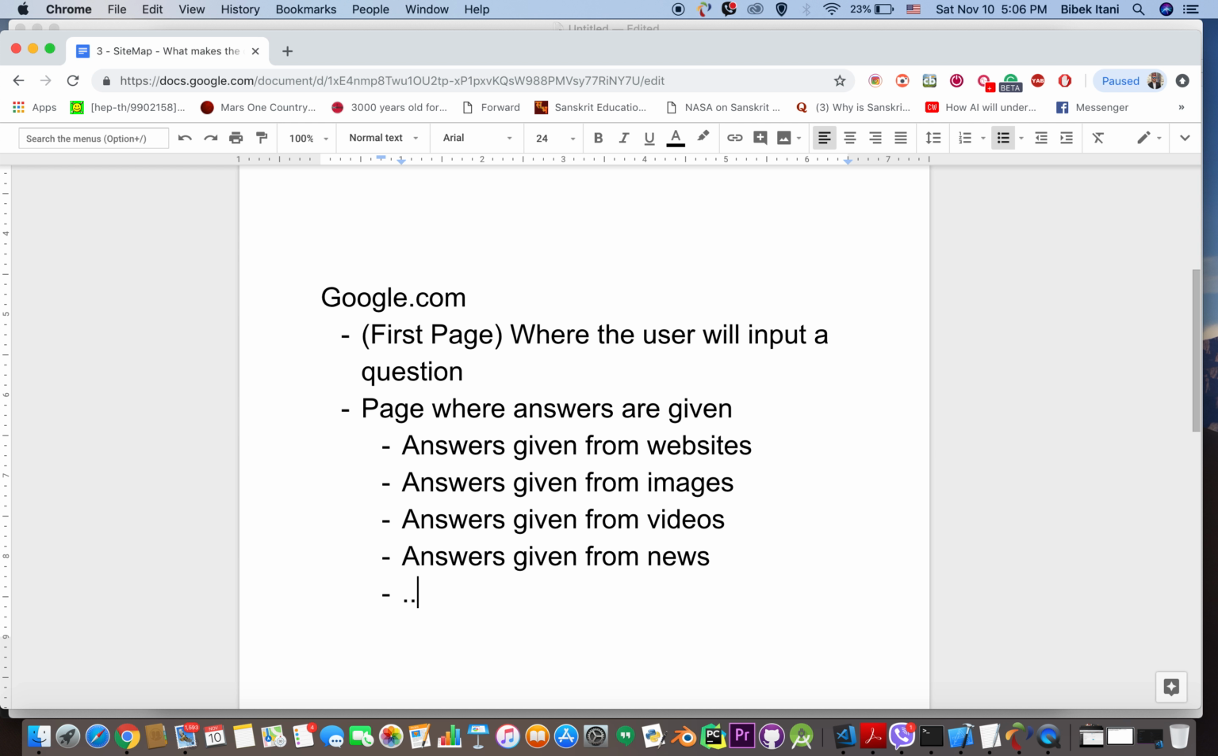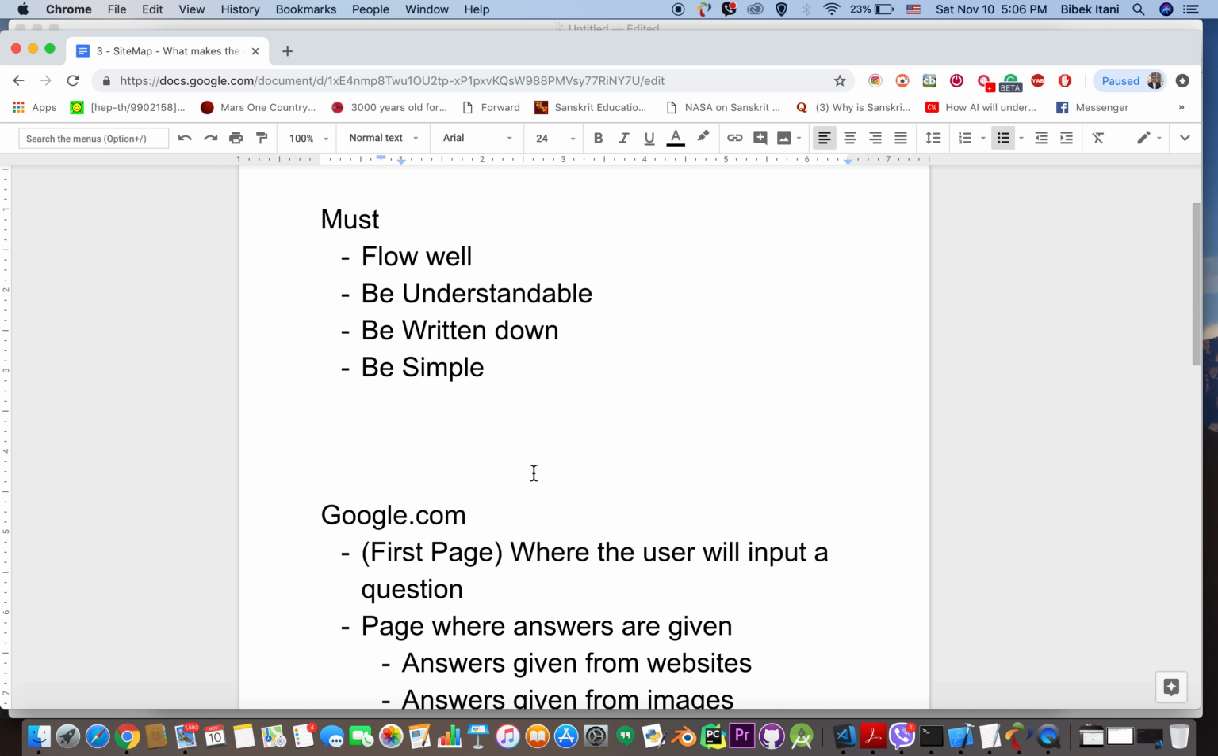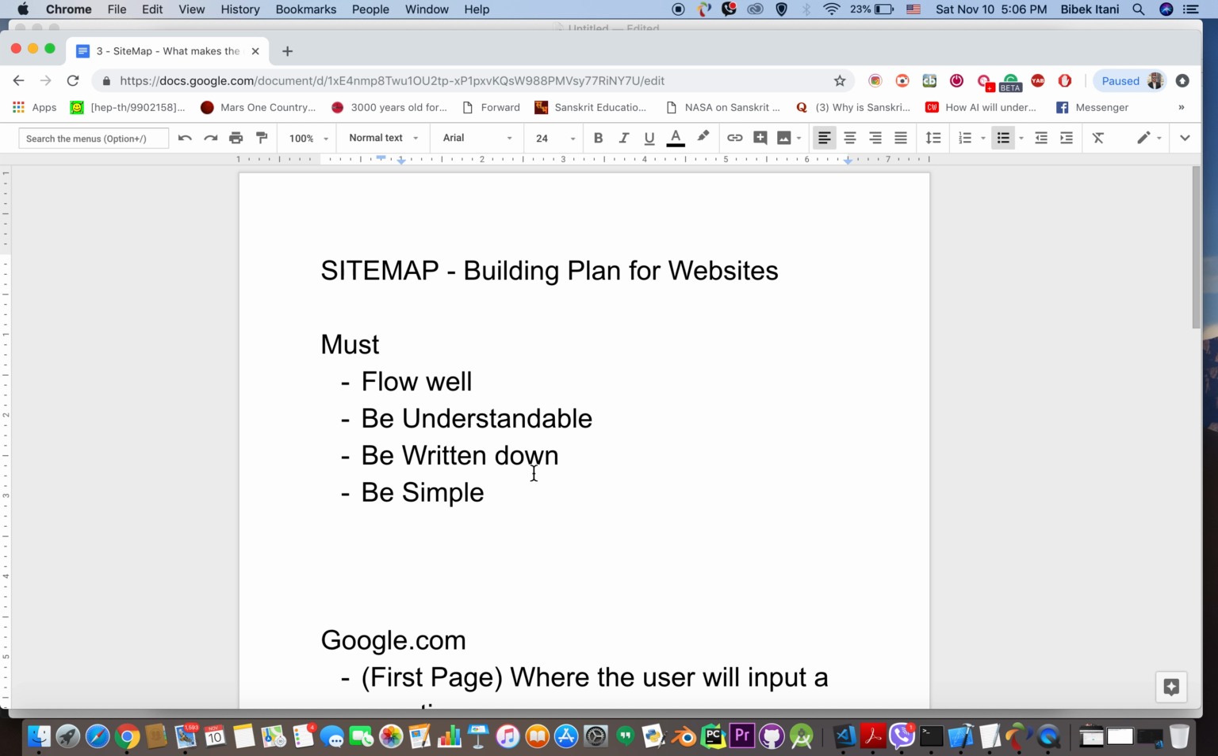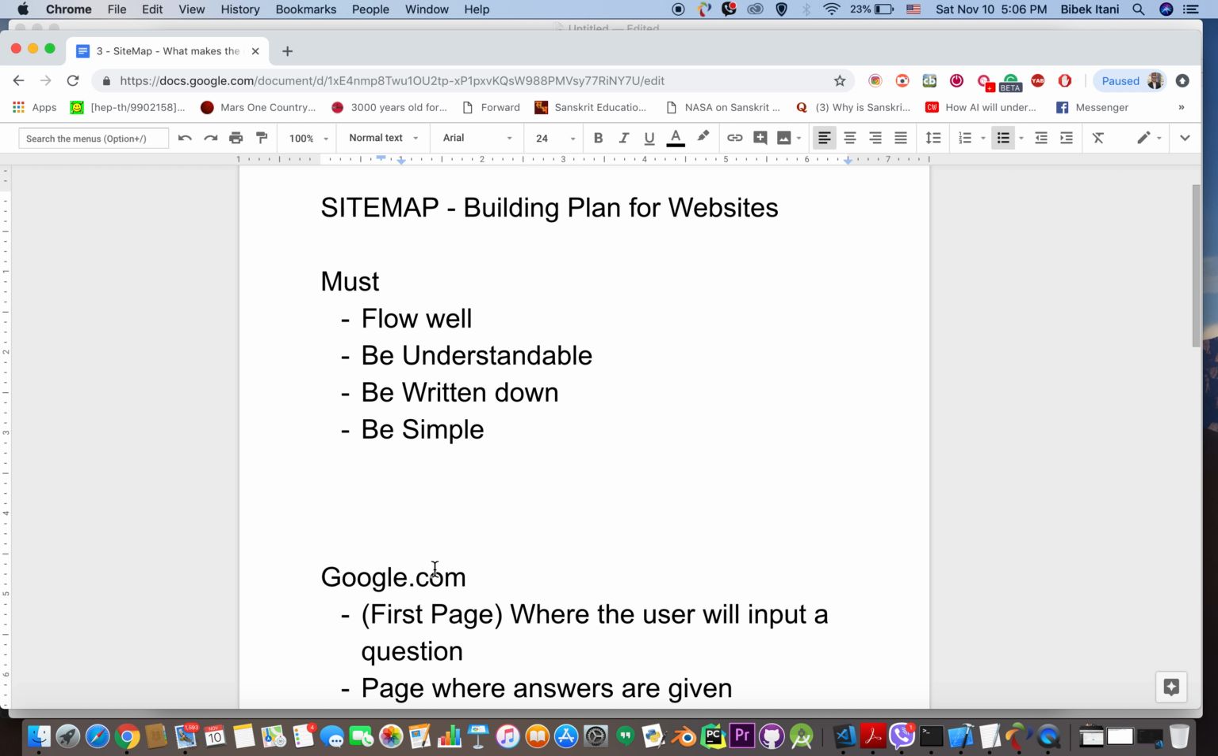I mean, you can have so many sub things, but it starts with the main pages, then the others come under it. That is how simple google.com is. And it's a website that just beats the class when it comes to simplicity and understanding. So let's look at another website.